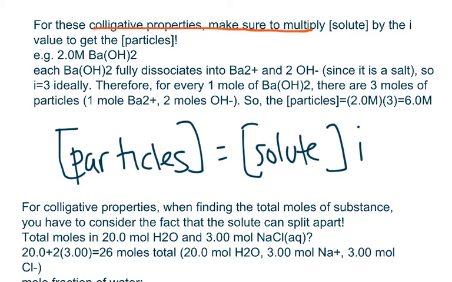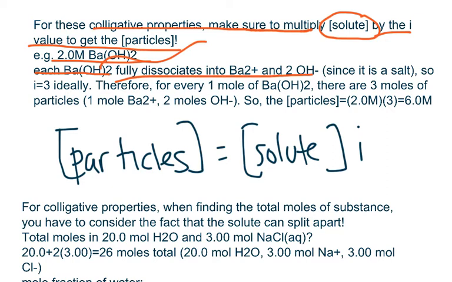So for these colligative properties, make sure to multiply the concentration of solute by the I value to get the concentration of particles. For example, if I had 2 moles of barium hydroxide, and by the way, this is a salt, so it will dissociate completely into its ions. So each Ba(OH)2 will fully dissociate into Ba2 plus and 2 OH minus, since it's a salt once again. So the I value is ideally 3, and we will use the ideal value unless told otherwise. Therefore, for every 1 mole of Ba(OH)2, there are 3 moles of particles.